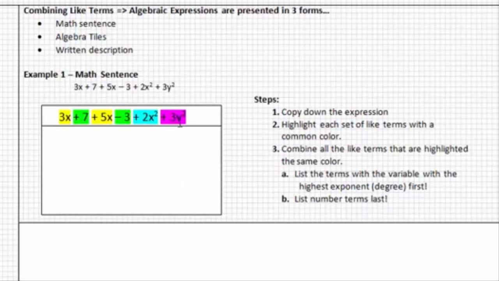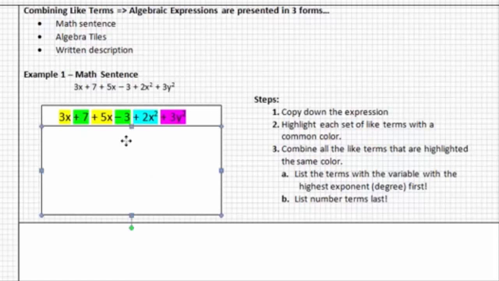So those are the first 2 steps. You copy down the problem, and then you start looking for things that are the same type of term, or we call them like terms, and we highlight those. So now we're ready to combine all the things that are alike, all the things that we highlighted, those terms that are highlighted the same color.